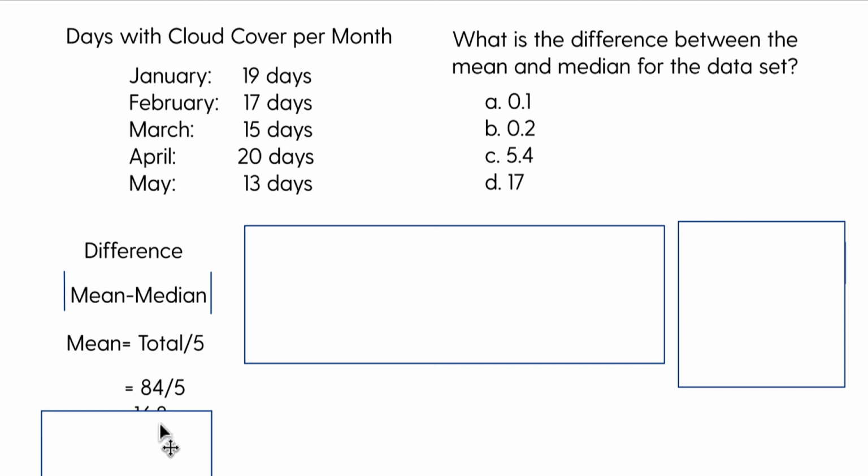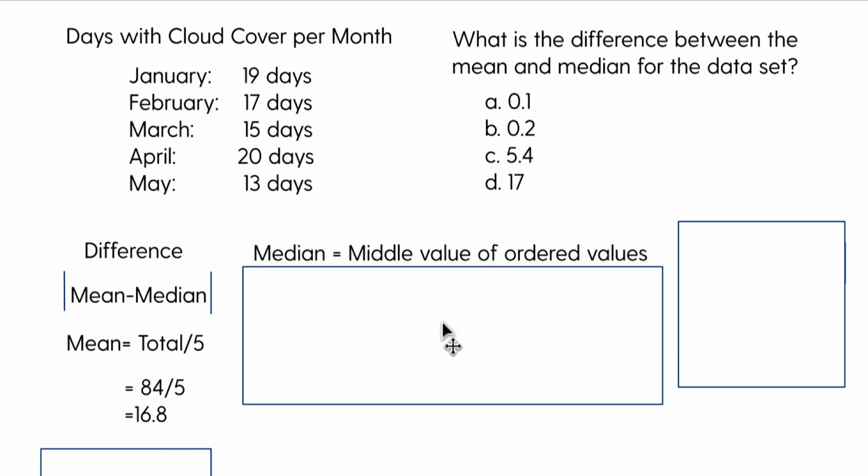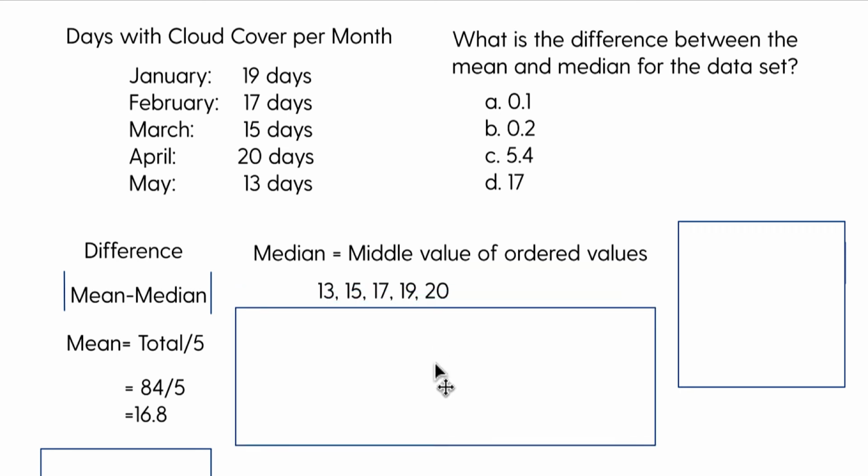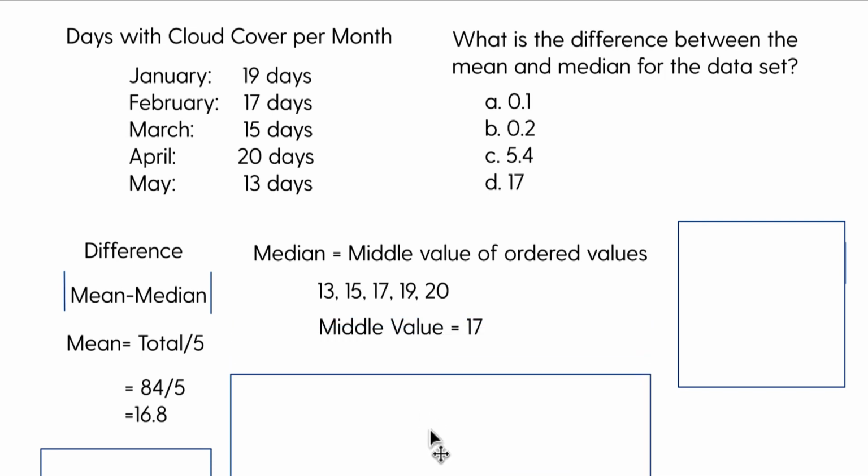We divide by 5, we end up with a mean of 16.8. Okay? So if we come over here now, the median, again, it's the middle value of all of the ordered values. So if we order them from least to greatest, we have 13, 15, 17, 19, and 20. So in this case, there is a perfect middle of 17. So let me just show you how. If we focus right here, we have 2 to the left of 17 and 2 to the right of 17. So it is the perfect middle.